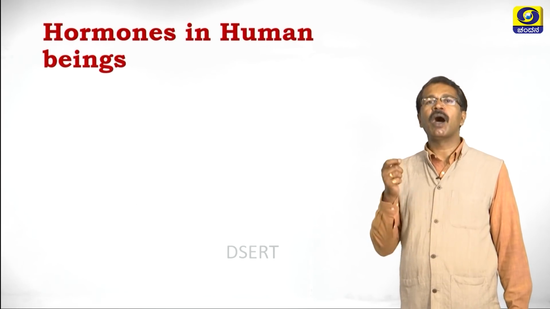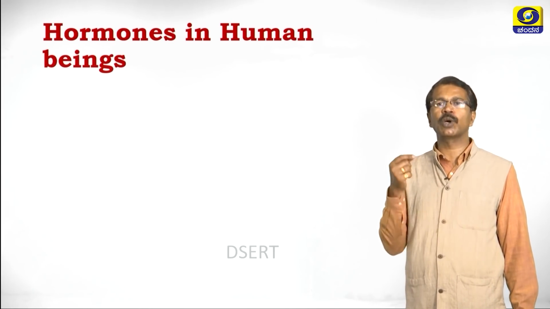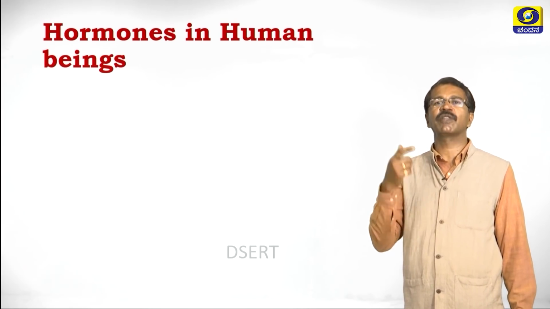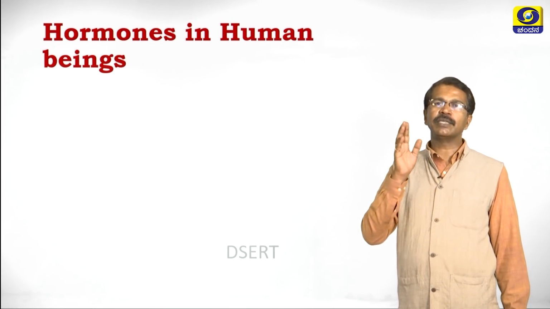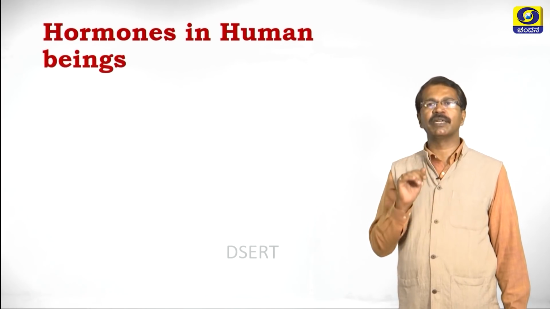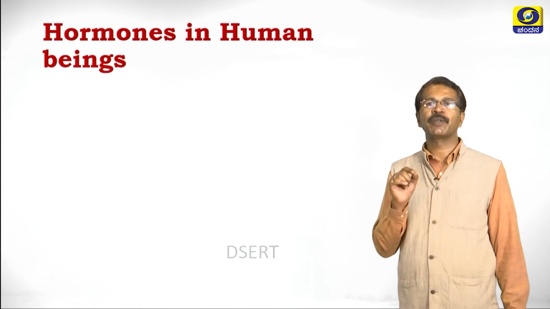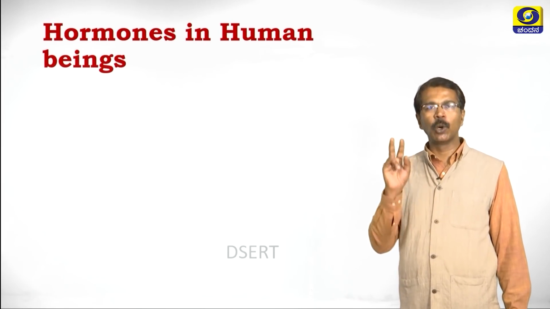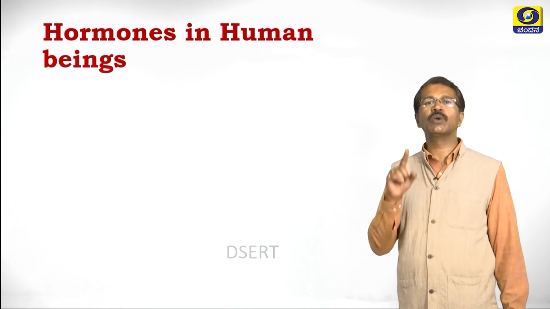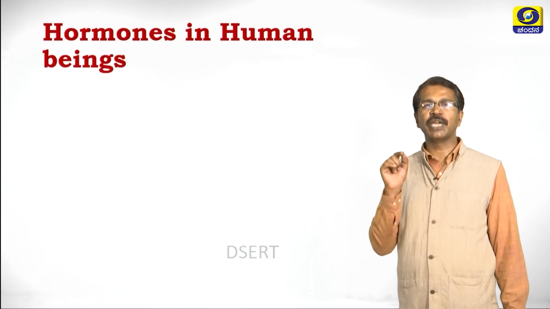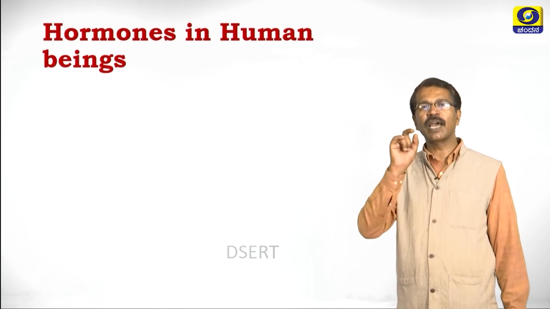Next point is hormones in human beings. Many hormones are produced which also control the function of specific parts of the body. That means control and coordination in human beings is brought about not only by the nervous system, it is also associated with many other glands. The glands are of two types, endocrine glands and exocrine glands. Here we are discussing endocrine glands. Otherwise these endocrine glands are called ductless glands. They don't have any ducts.